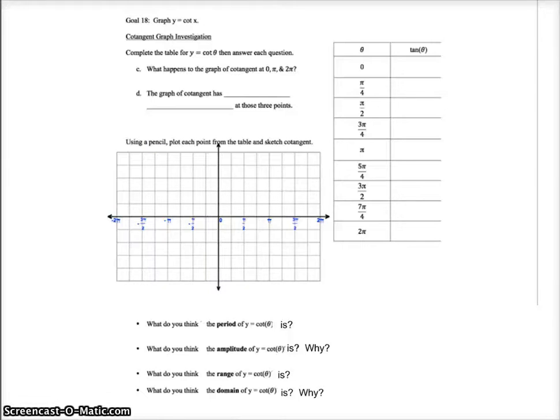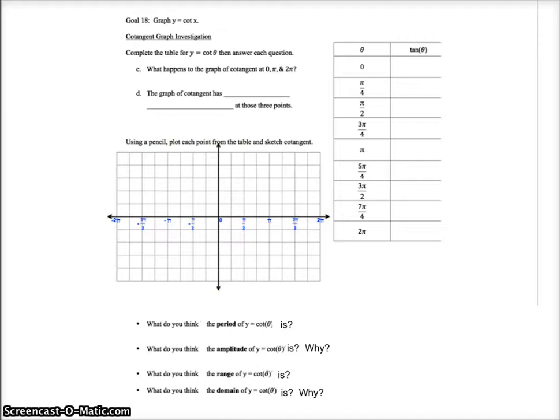This is Chapter 4, Goal 18. At this point, you should know how to graph sine, cosine, secant, cosecant, and tangent. And we are finishing our study of graphing trig functions with the graph of cotangent.